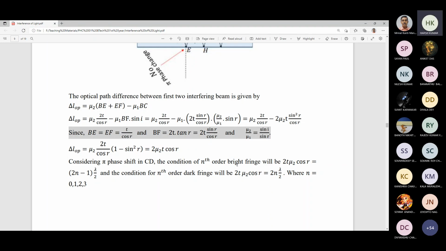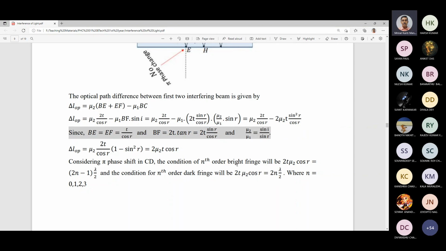Sir, just one thing. When we originally consider the dark fringe, what should we take, 2n plus 1 lambda by 2 or 2n minus 1, or doesn't it matter which one we take? It does not matter. Whatever you write, both are correct. That is not the problem.